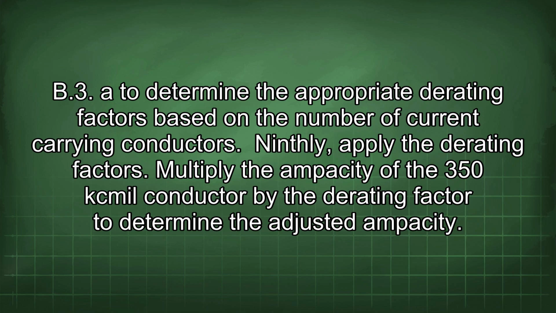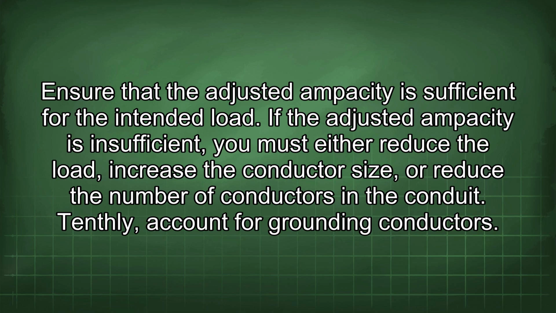Ninthly, apply the derating factors. Multiply the ampacity of the 350 kcmil conductor by the derating factor to determine the adjusted ampacity. Ensure that the adjusted ampacity is sufficient for the intended load. If the adjusted ampacity is insufficient, you must either reduce the load, increase the conductor size, or reduce the number of conductors in the conduit.